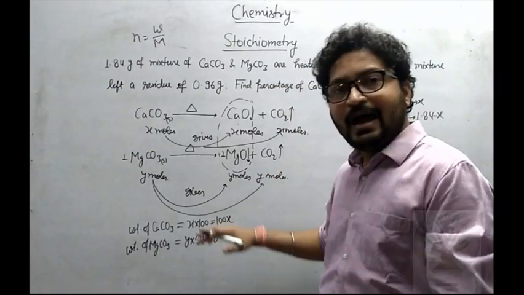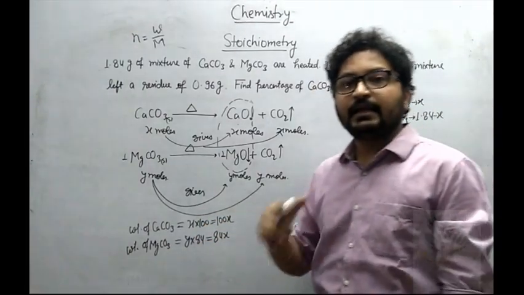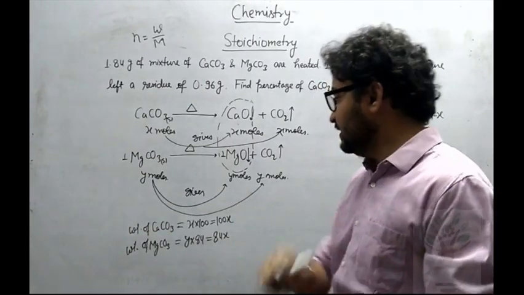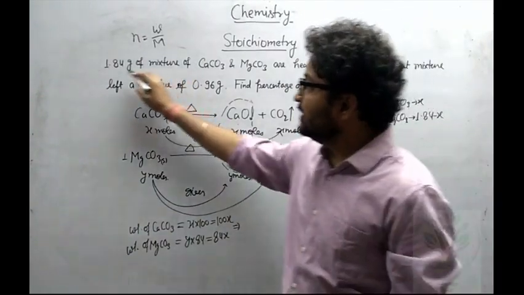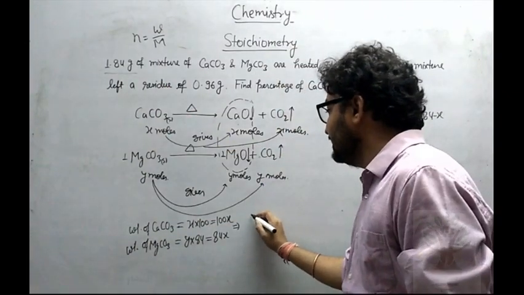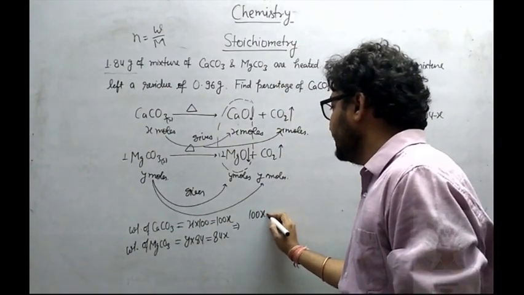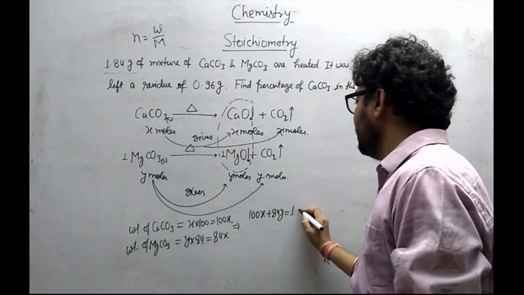Now, from here, I can directly produce one relation. Can you tell me what is the total mass of the mixture? 1.84 gram. So I can directly write 100x plus 84y equals 1.84.